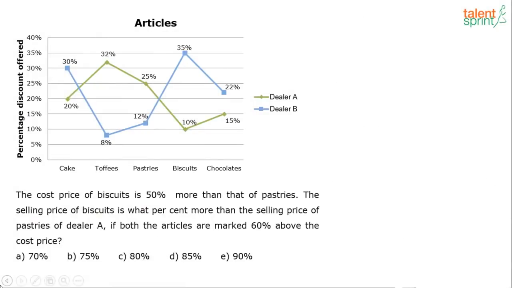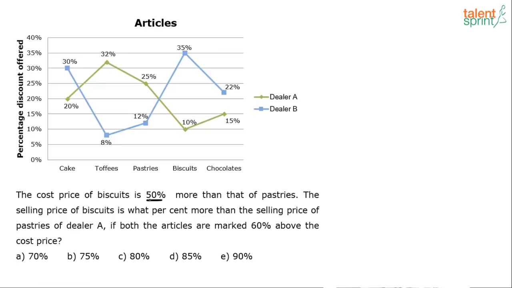The cost price, same data. This time he says the cost price of biscuits is 50% more than that of pastries. The selling price of biscuits is what percentage more than selling price of pastries of dealer A if both the articles are marked 60% above the cost price. Let's take it up. So here's the question. The cost price of biscuits is 50% more than that of pastries. Let's solve it here itself.